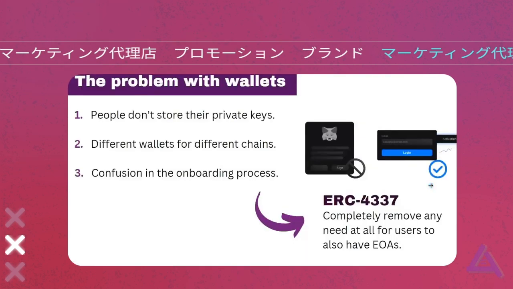Okay. So the problem with wallets is that people don't store their private keys. You can have different wallets for different chains, and there is confusion in the onboarding process. And one of the ways to solve this is with ERC-4337. It uses a smart contract, and you remove the need at all for users to have a private key. So you don't use a private key or a public key.